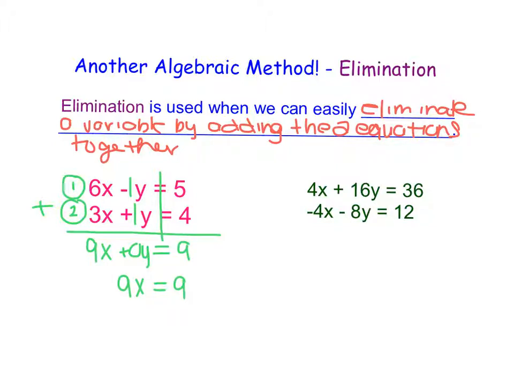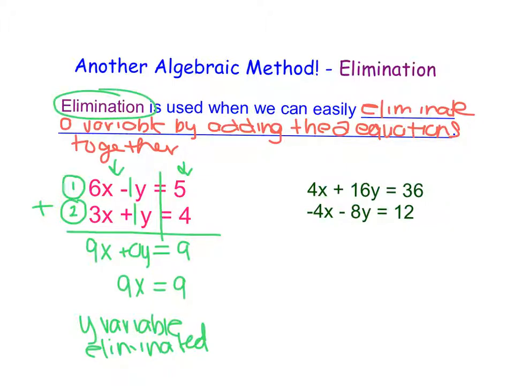So essentially, if I add the left-hand sides of the equation to the right-hand sides of the equation, the y variable is completely eliminated, and I'm left with just x. This is a situation where elimination is a great strategy to use because I can eliminate a variable by simply adding the two equations together.